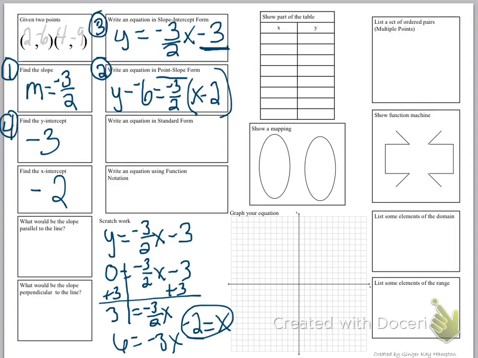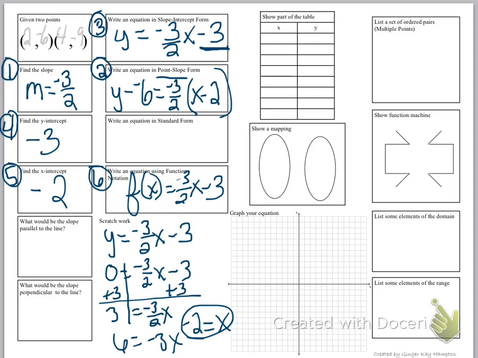Then my next step, I'm going to write from there, that's box 5. And then I'm going to go over here, and this is box 6. In function notation, that's really easy. I take my slope-intercept form, y equals negative 3 over 2x minus 3, and I just replace the y with f of x. So f of x equals negative 3 over 2x minus 3.